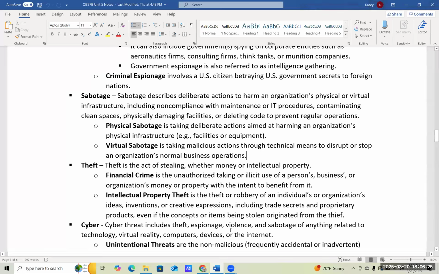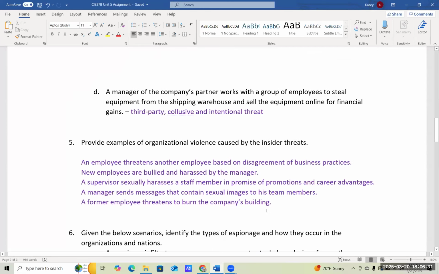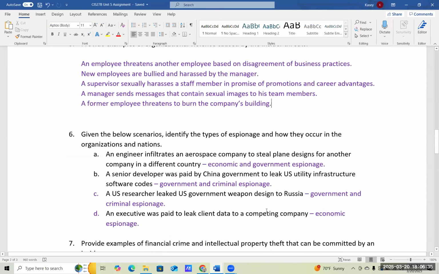Okay, so let's go through and look at the next few questions. Let's take a look at 6. Given the below scenarios, identify the types of espionage and how they occur in organizations or nations. A, an engineer infiltrates an aerospace company to steal plane designs for another company in a different country. That's economic and government espionage, right?